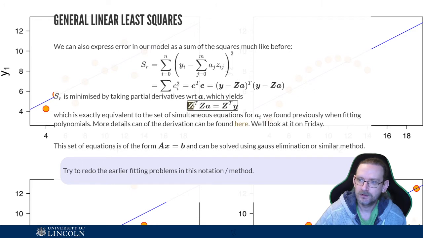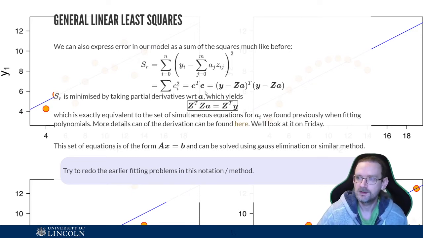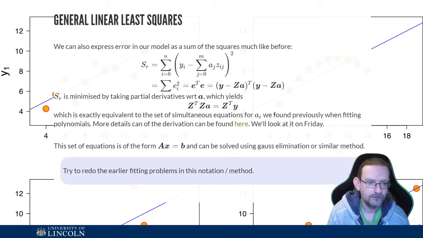The transpose of this matrix that contains the basis functions at each of the points times this Z matrix. Because you transpose in that, it will be a square matrix, size m by m, the number of basis functions by the number of basis functions, and it will multiply our vector of parameters. And on the other side, we have this Z transpose, the transpose of that matrix, times the matrix of values. And this is exactly equivalent to the set of simultaneous equations for the parameters that we found previously.